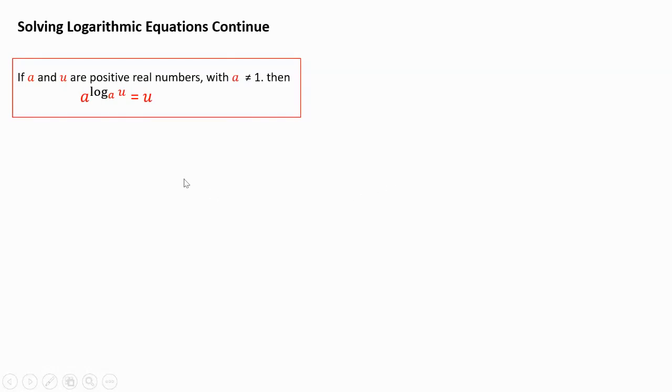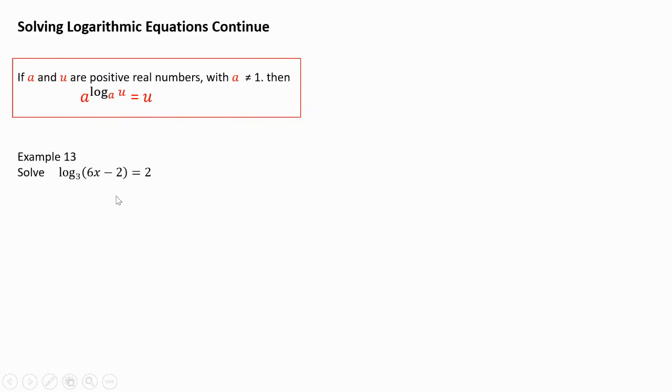Now there's another rule here that we're going to be applying. This is a different rule from before, so let's read it. If a and u are positive real numbers, where a cannot equal 1, then a to the power of log base a of u equals u. In other words, when you want to cancel the log, raise it to the base, and that will cancel. So you bring down whatever is in the place of the u. So u equals u.